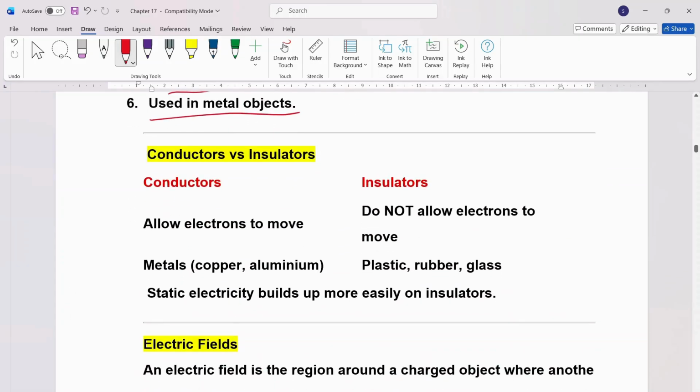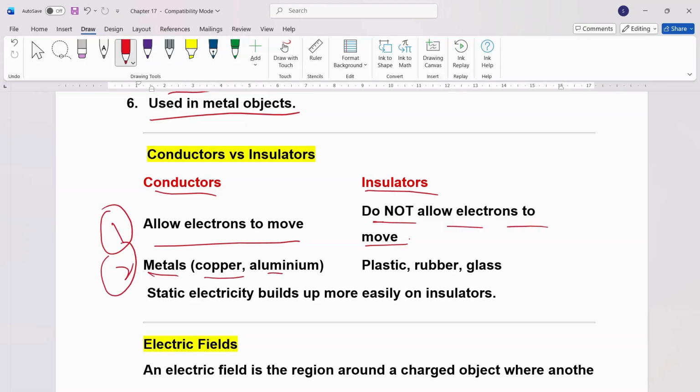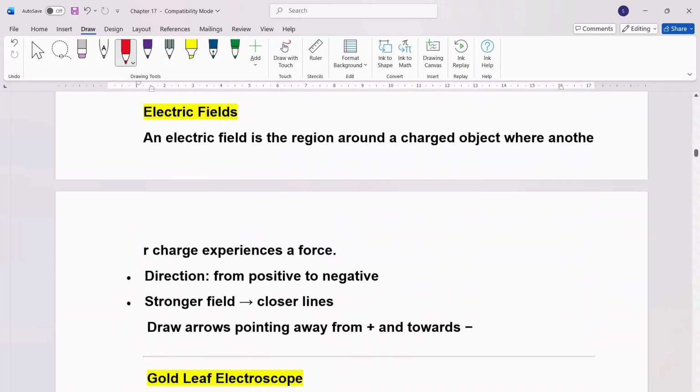Now let's talk about insulators and conductors. Conductors allow electrons to move and insulators do not allow electrons to move. Metals, copper, aluminium are examples of conductors. Plastic, rubber and glass are examples of insulators. Static electricity builds up more easily on insulators.